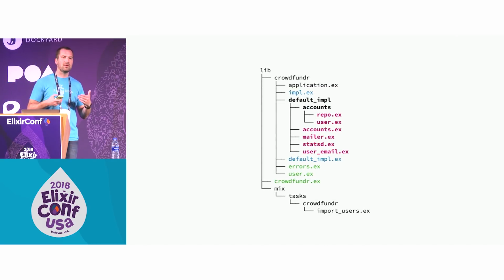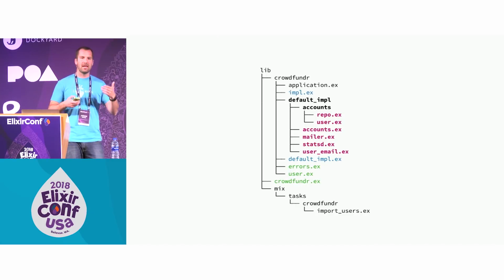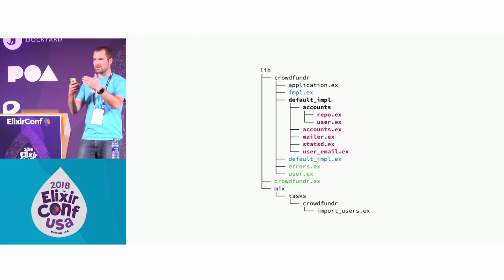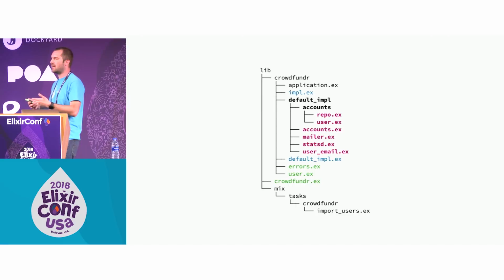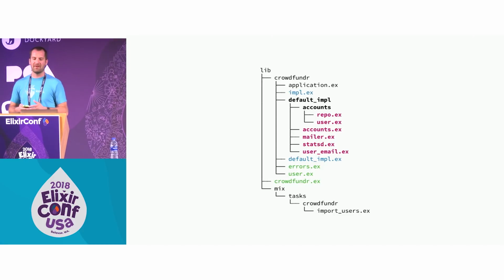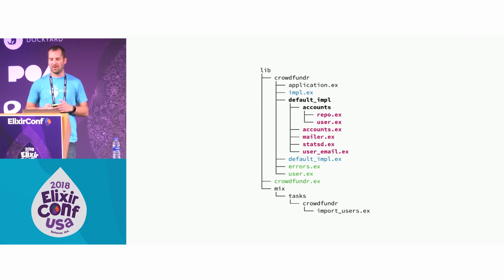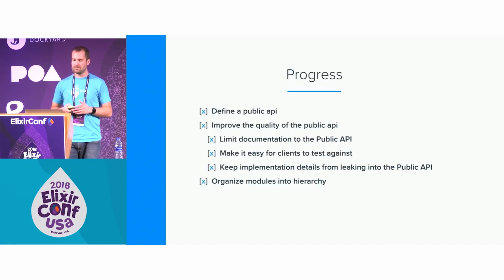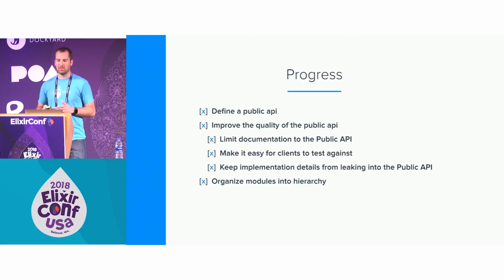And now when you open up the application, you can see here's the public code, here's the switching code, and if you care how the app is implemented or how that API is implemented, you can go in and find these. You can look in the default impl folder. Okay, made some more progress.